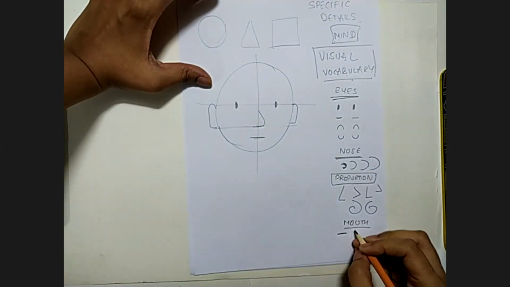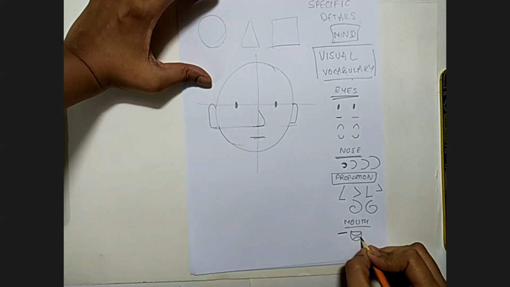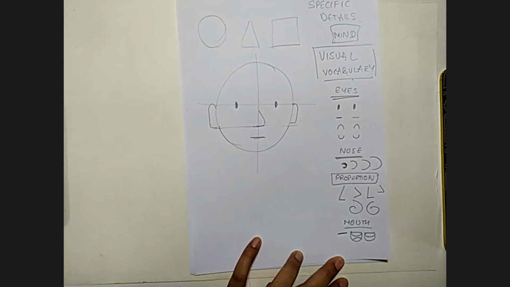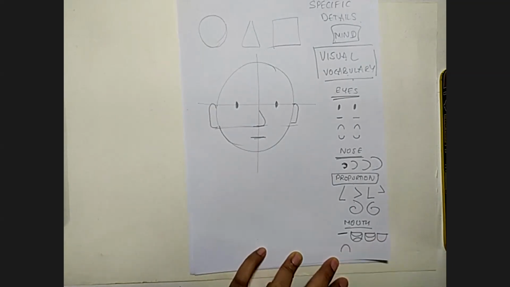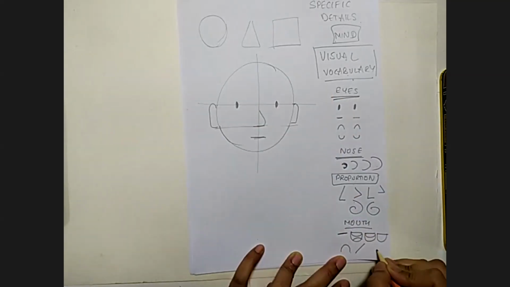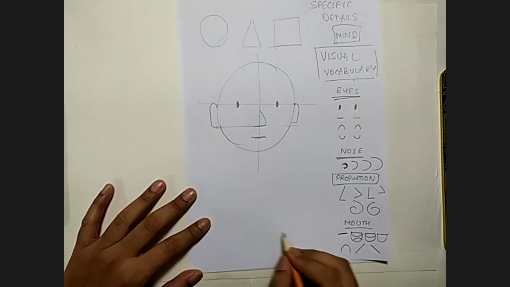You can have a line as a mouth. You can have a smiling mouth. So this same thing, if I simplify it, you can make a mouth like this. You can also make a mouth like this. You can make a sad face. This line can be utilized for everything. There can be lines like this.